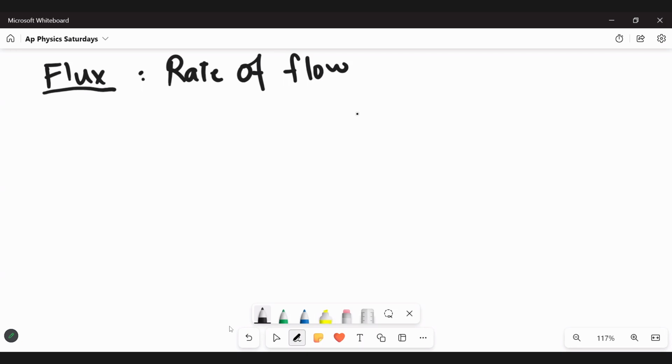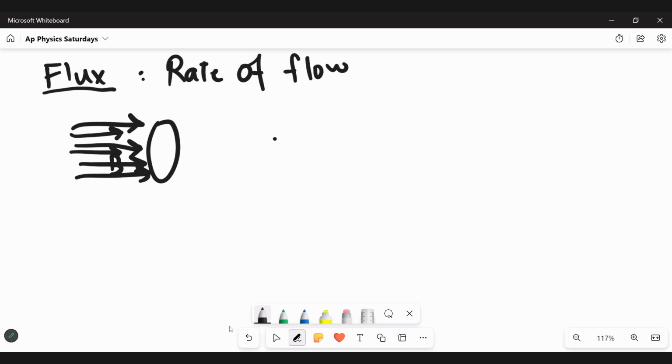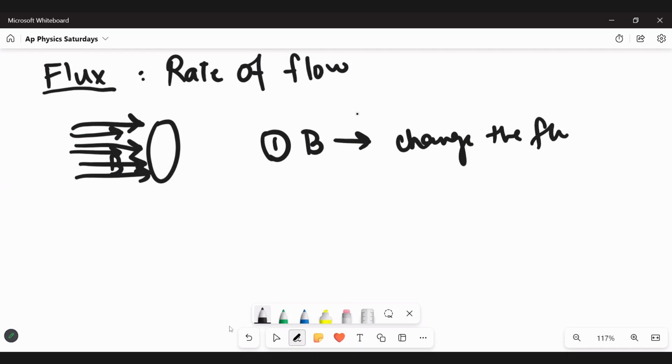Anyways, for magnetic flux, I told you in previous classes, it depends on 3 things. If there is a coil and there is some magnetic field here, B, this is a magnetic field line. If I increase the magnetic field, will the flux change? Yes, right. So number 1 is I can change B to change the flux.